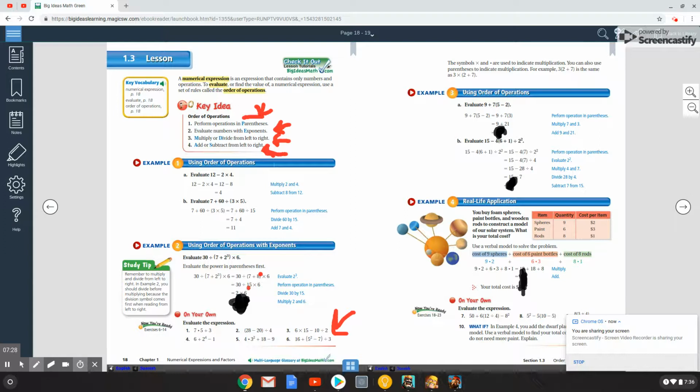So we do it from left to right. So we have 30 and 15. So first we do 30 divided by 15, which is 2. So we get 2. And then finally we do multiplication. 2 times 6 is 12.